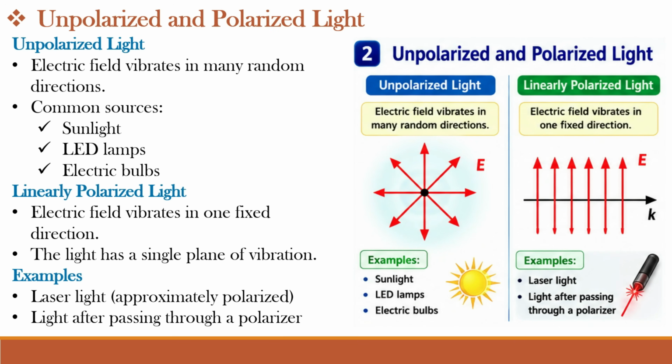Ordinary light from the sun or electric bulb is unpolarized. In this case, the electric field vibrates randomly in many different directions. On the other hand, in linearly polarized light, all the electric field vibrations are aligned in one fixed direction or plane of vibration. This fixed direction is also called the plane of polarization. Many optical systems require polarized light because it is easier to control and analyze. Lasers often produce highly polarized light, and polarizers can convert unpolarized light into polarized light.